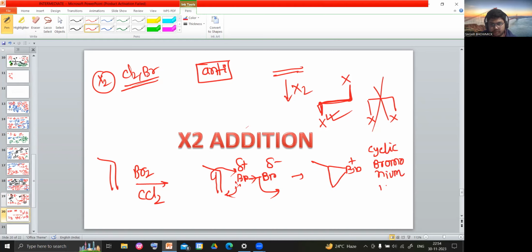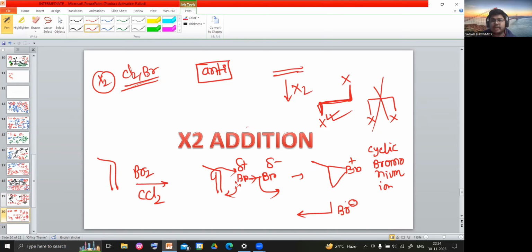Bromonium ion. Cyclic bromonium ion. And this is very much unstable actually. First of all, it is a three-member ring. This is very much strained, and in that ring itself, in one atom there is positive charge. Okay, so cyclic bromonium ion. Now we have Br minus, another Br minus.